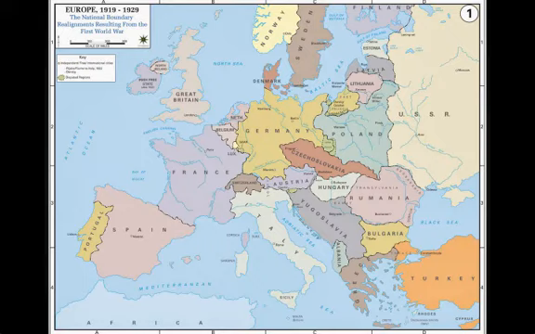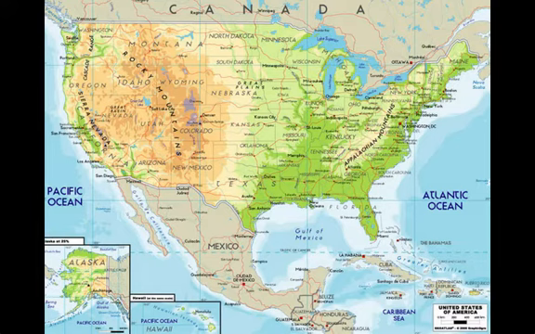Next up is a physical map. You can clearly see the North American mountain ranges labeled, the Appalachians in the east and the Rockies in the west. Other features on the map include important rivers, lakes, and plateaus.